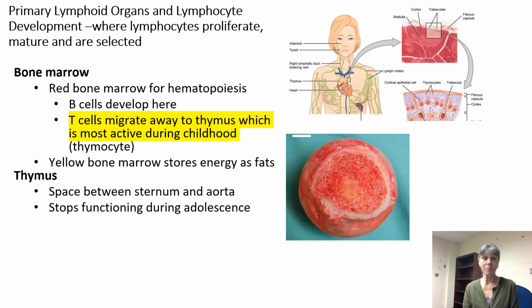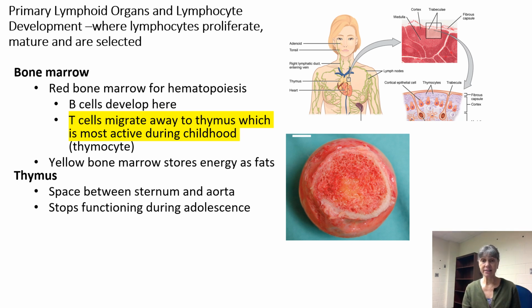Next, we're going to look at primary lymphoid organs, and this is where lymphocytes proliferate, where they mature, and where they're selected to fight against a pathogen or antigen. Now, when we look at bone marrow, and you'll recall from AMP1 that bone marrow is made from reticular connective tissue, we have two types of bone marrow. We have red bone marrow and yellow bone marrow.